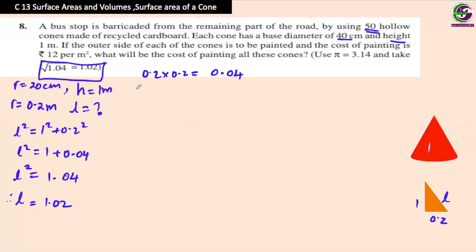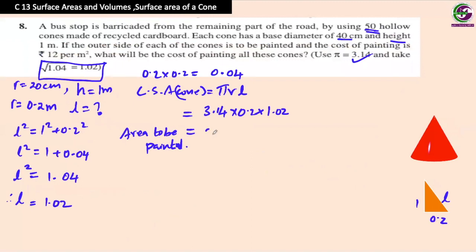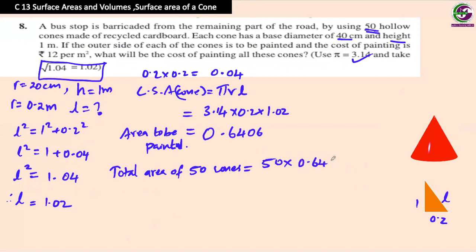Now we have to find curved surface area. Curved surface area of the cone is pi RL, and we have to use 3.14, multiplied by radius 0.2 multiplied by slant height 1.02. Area to be painted is equal to 0.6406. So total area of 50 such cones will be 50 times 0.6406, which is approximately equal to 32.03.